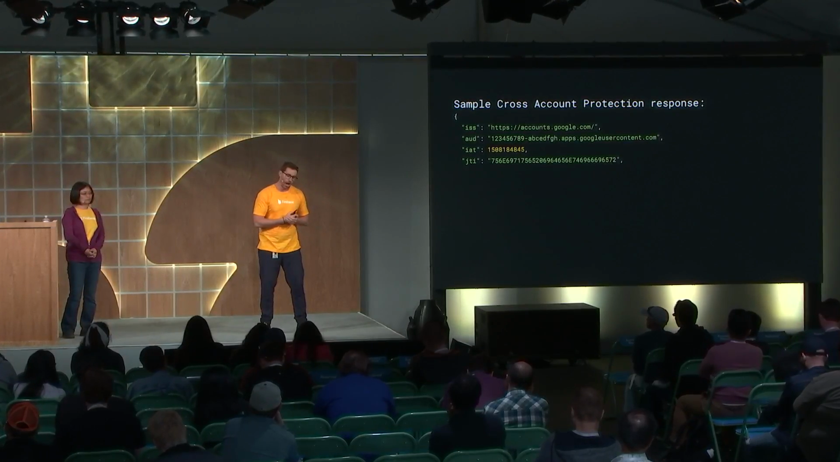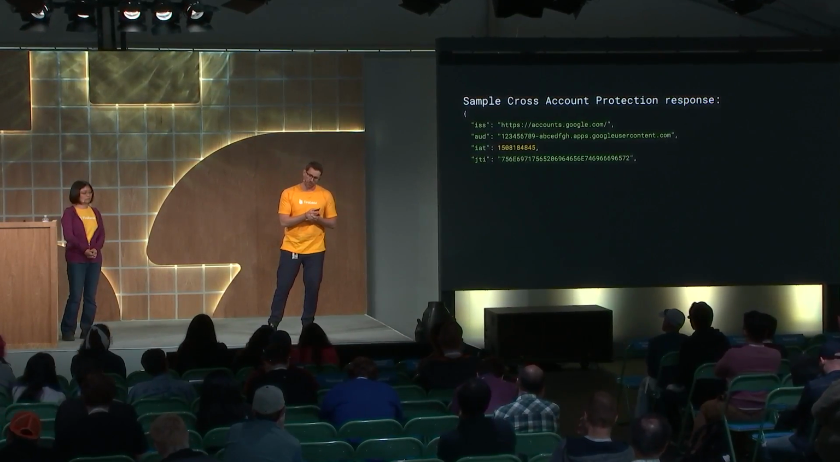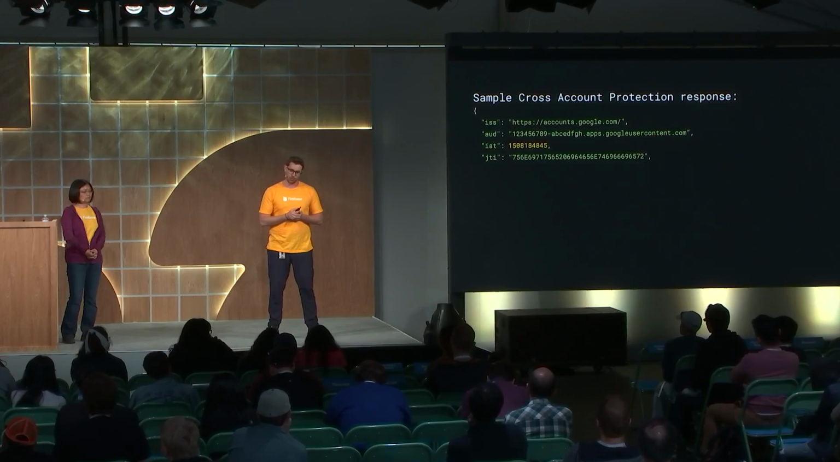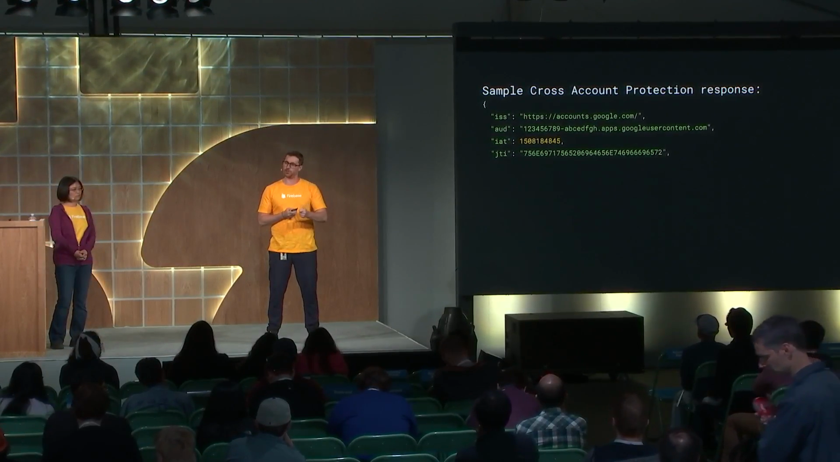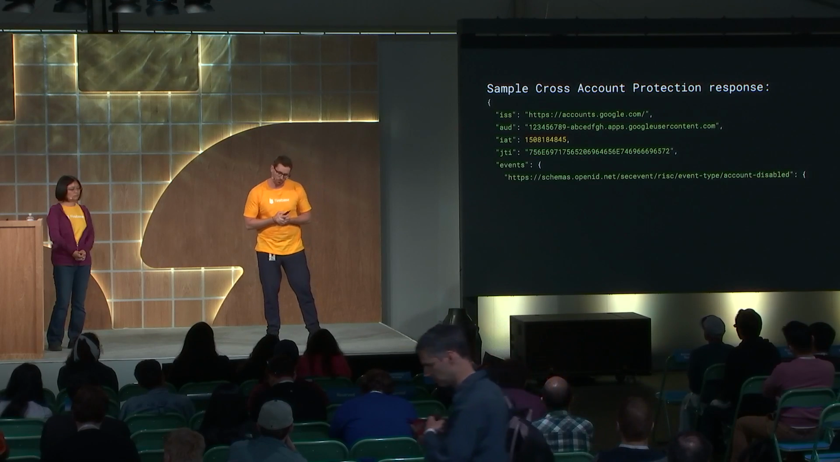And so what happens here is that if you start listening for these cross-account protection responses, you'll start to see these JSON blobs come to you. I'm going to break this down into 3 parts. The first one here, you can see this is being issued by Google at a specific time. So you know when the threat happened and that you can trust that it was Google that issued it.